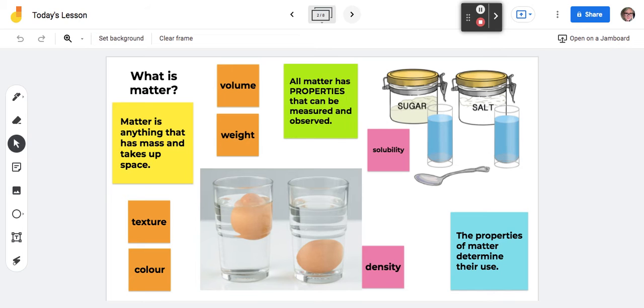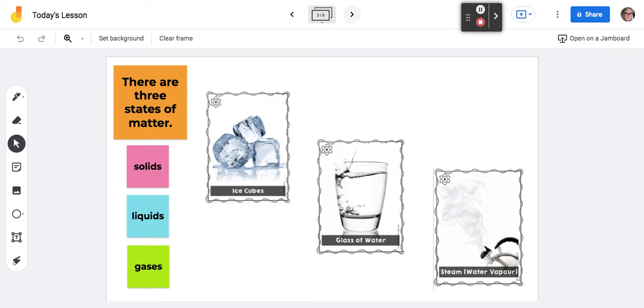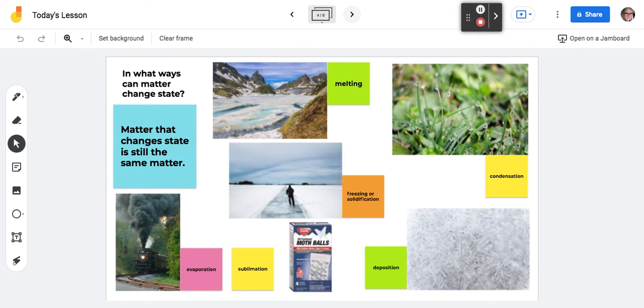So we have been learning about matter, and we know that matter is anything that has mass and takes up space. And we also have learned that we can make observations of matter using our five senses, and that this can help us learn more about the matter. The second big learning we've had is that there are three states of matter: solids, liquids, and gases. The third learning that we've had is that matter can change state.